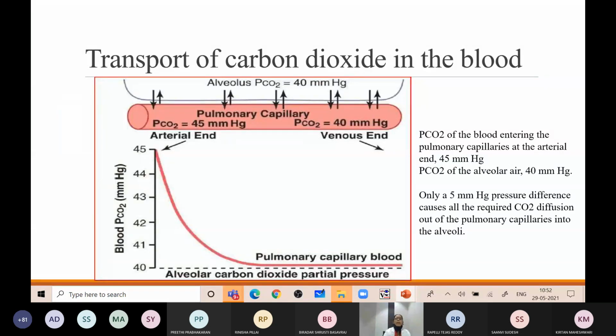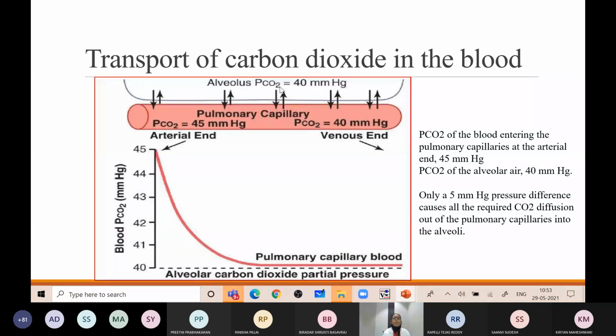Now, transport of carbon dioxide in the blood. Arterial blood is 45 mm of Hg, whereas in the pulmonary capillaries, it is actually the transport of carbon dioxide in the lungs.